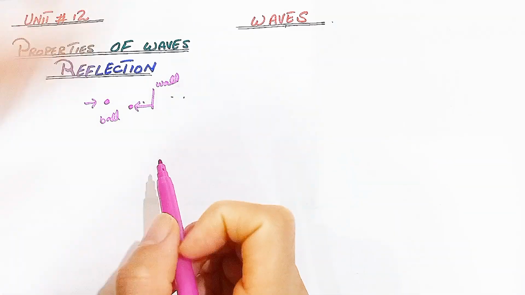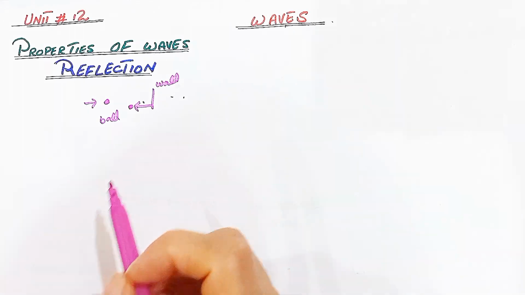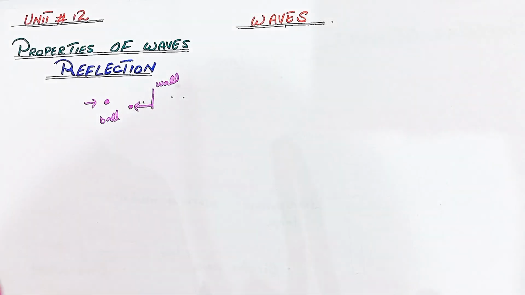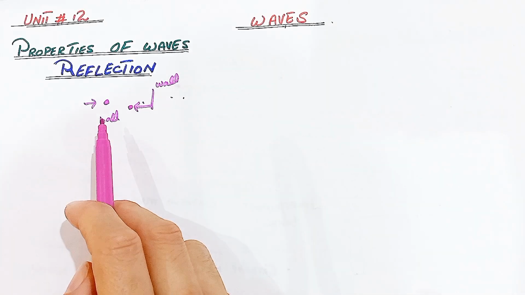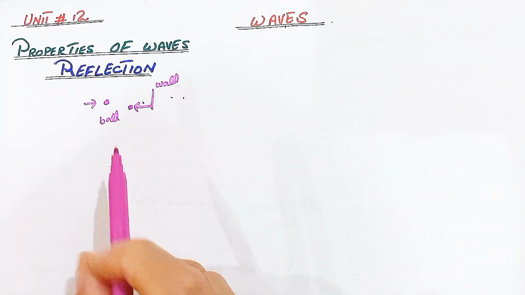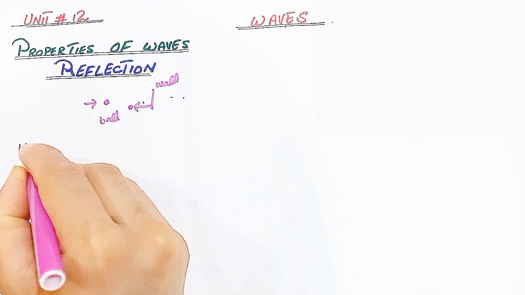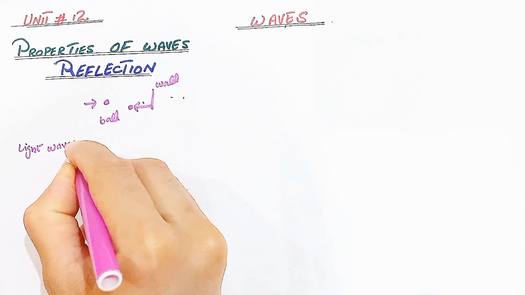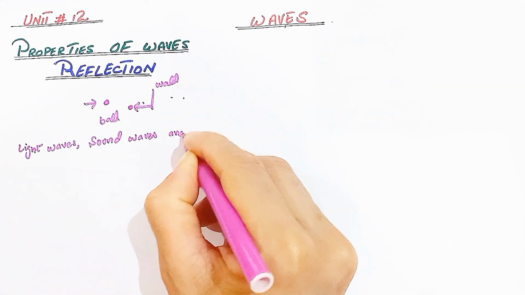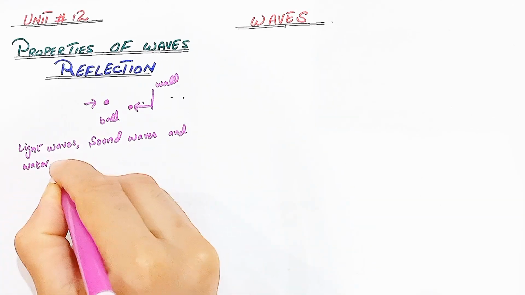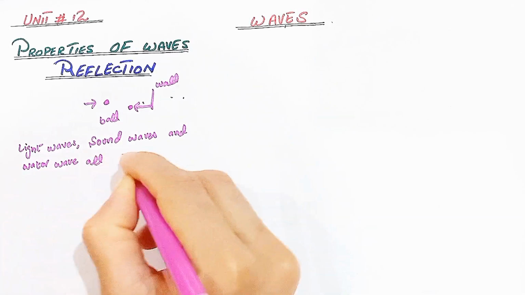Take another example. If you shout near a mountain, sometimes you hear your own voice again. What is that called? That is called an echo. An echo happens because the sound wave is reflected. Reflection is not only for balls. Light waves, sound waves, and water waves can all be reflected.